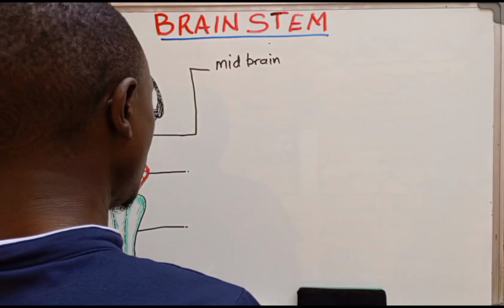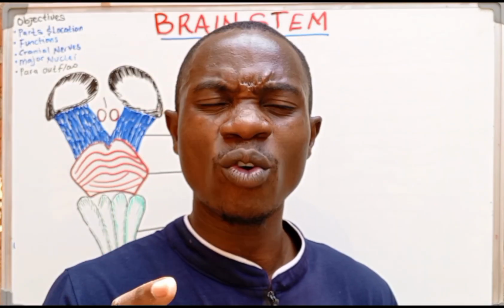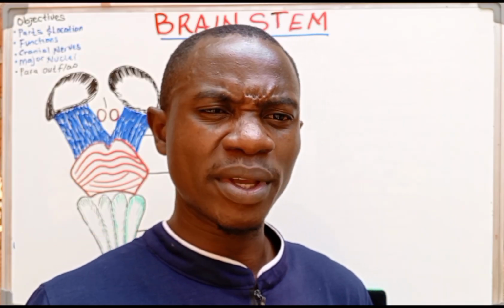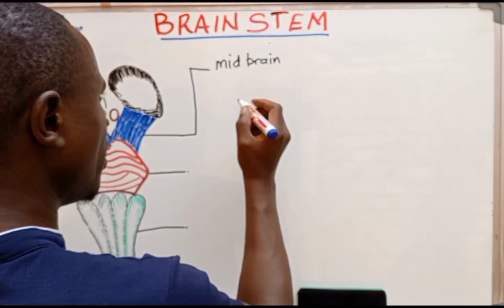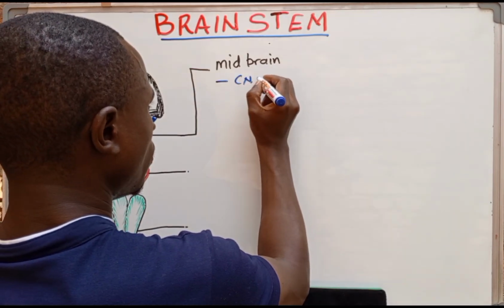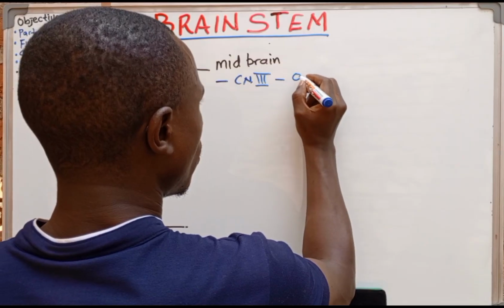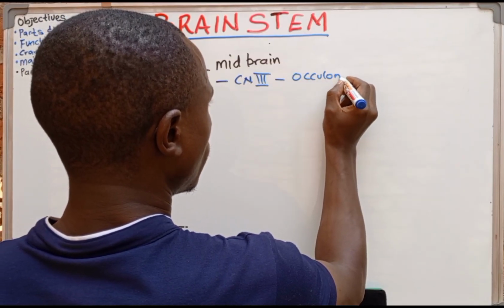Now, primarily, we are going to have a total of 2 cranial nerve nuclei coming from the midbrain. The first one is cranial nerve number 3, which is what we call the oculomotor nerve.